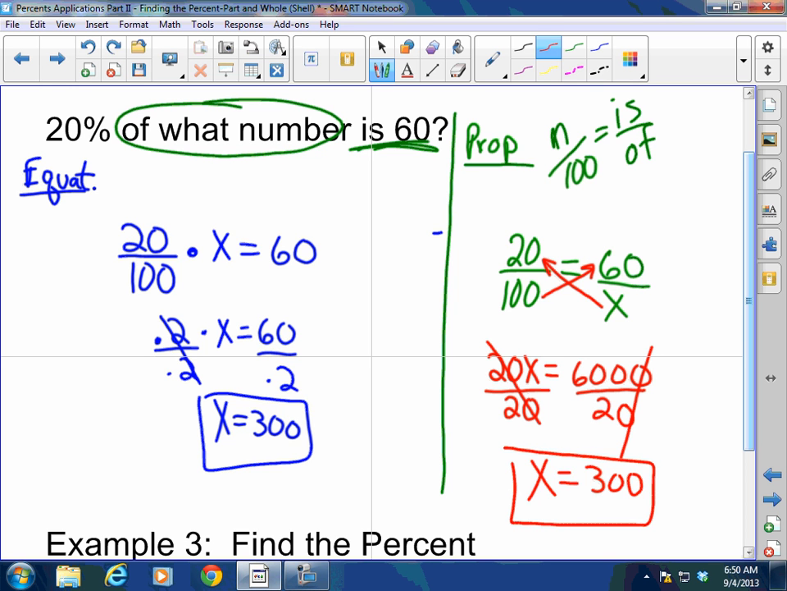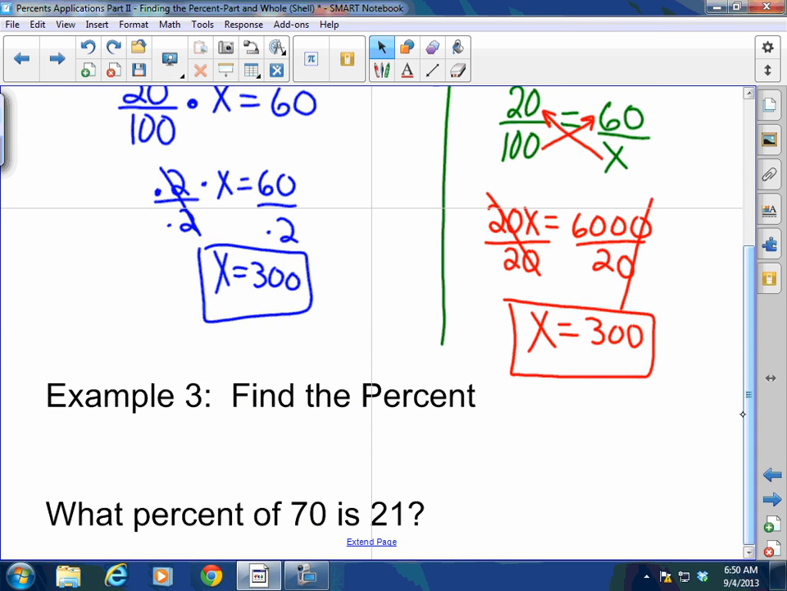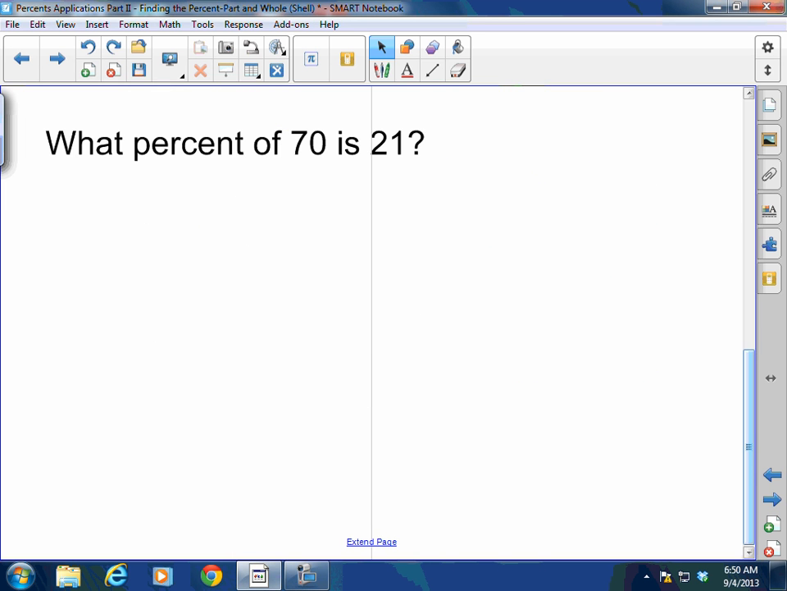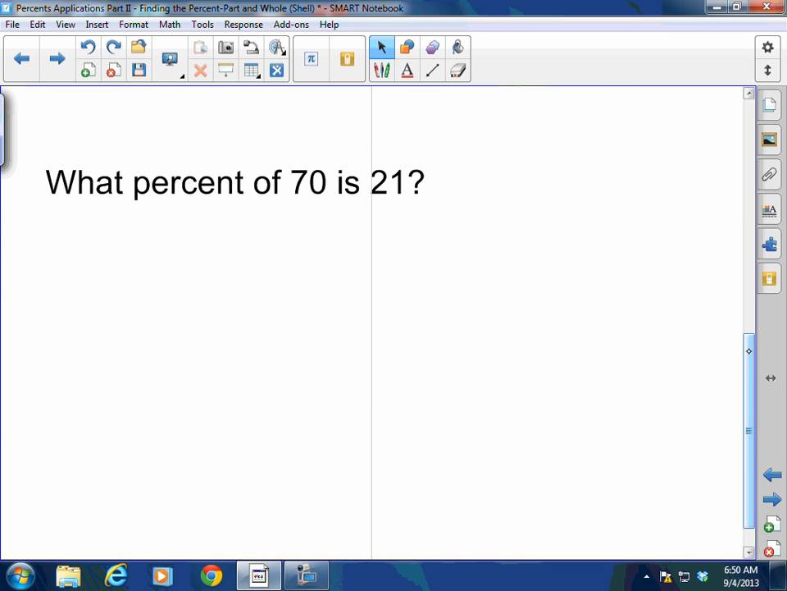So x equals 300. Whether you do it the proportion method or the equation method, you're still going to get the same answer, as long as you do it correctly. All right, let's try to find the percent this time using both equation and proportion methods. All right, let's do the equation.